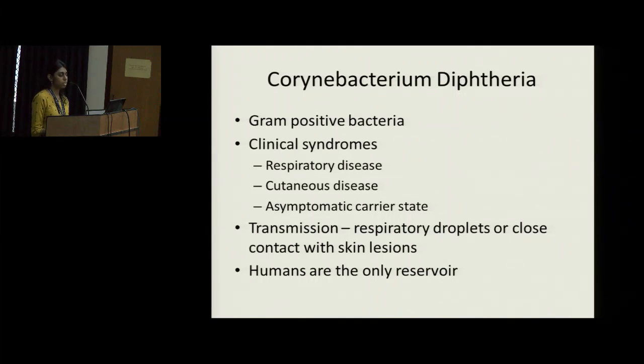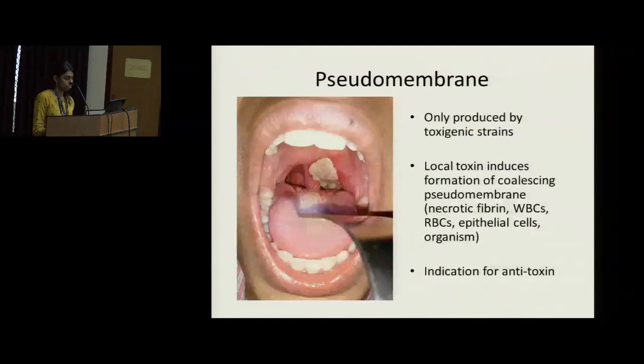And transmission is through respiratory droplets or close contact with skin lesions. Humans are the only reservoir, so our patient could have only gotten it from another human who was infected or who was an asymptomatic carrier. So this is a classically described pseudomembrane, which is a leathery grayish-white membrane which is seen over the tonsils. This is only produced by the toxigenic strains, where this toxin that is produced by the bacteria induces the formation of this coalescing pseudomembrane, which is composed of necrotic fibrin, WBCs, RBCs, epithelial cells, and the organism itself. And this is an indication for administration of antitoxin.